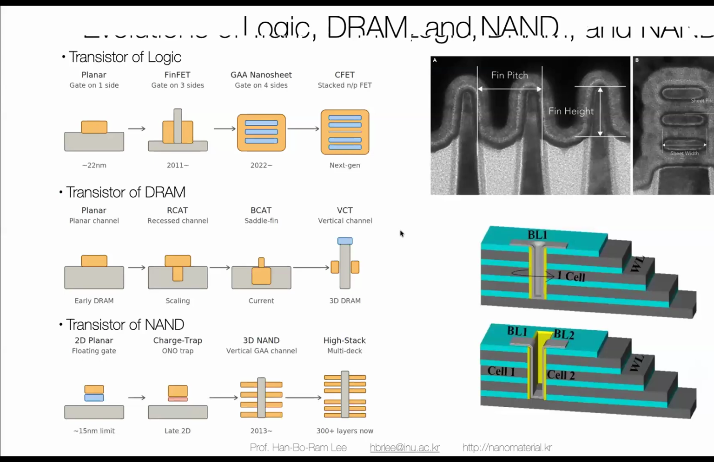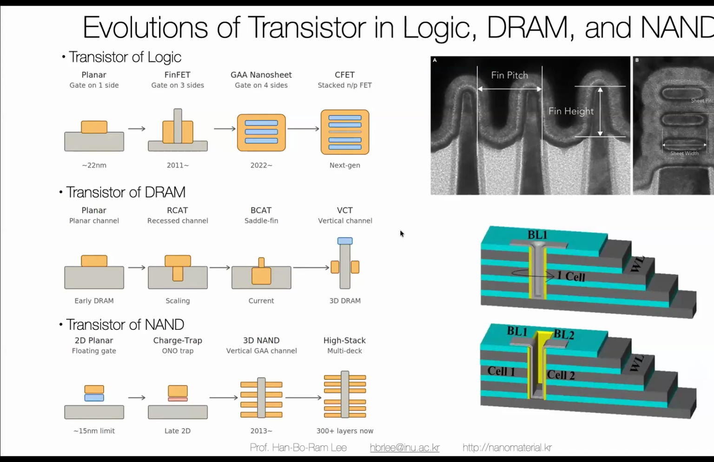So this is the evolution of the transistor in the logic, DRAM, and the NAND. This is the schematic drawing of transistor evolution. As you can see, logic devices used to be planar and FinFET, then gate all around nanosheet, and then moving on to the CFET. You heard about the CFET, NMOS and PMOS stacked on the NMOS and PMOS.